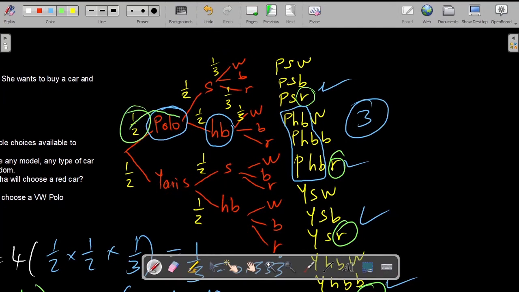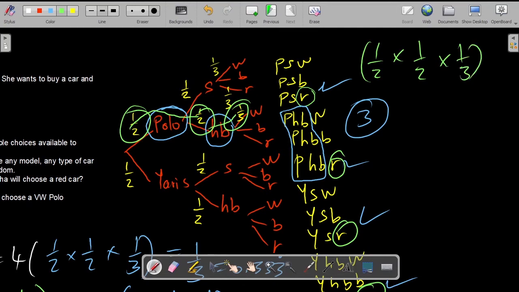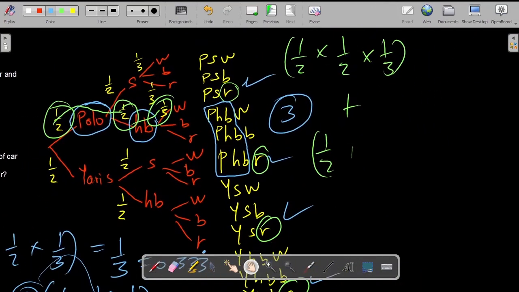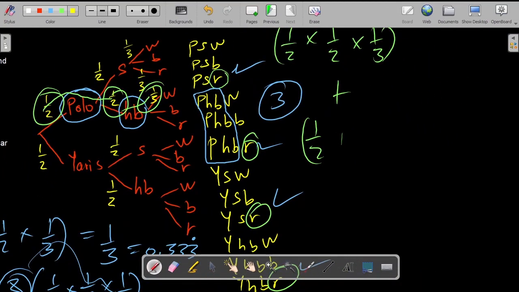And just to show one of these multiplications, you have a Polo, which has 1 over 2. You have a hatchback, which has 1 over 2. And you have white, for example, which has 1 over 3. And so if you want to write it out in its full form, then this is what you basically do. You'd add that option, you'd add the other option, and I just basically put it in compact form by multiplying 3 with everything to show that you're basically doing this 3 times, because a Polo which is a hatchback appears 3 times.